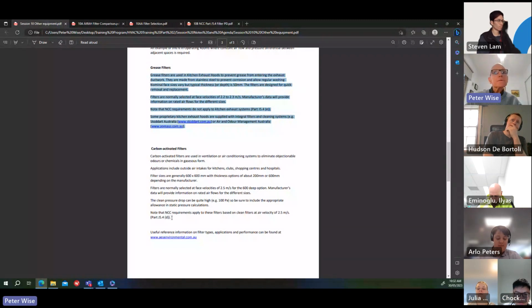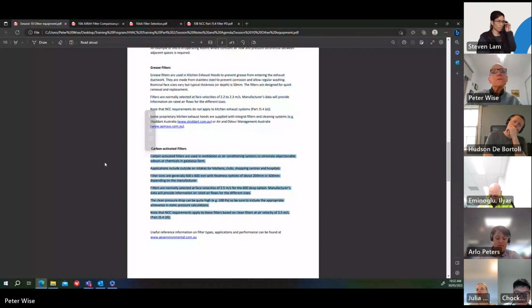Okay, carbon activated filters are used in ventilation or air conditioning systems to eliminate objectionable odours or chemicals in gaseous form. This is not common, but applications include outside air intakes for kitchens, clubs, shopping centres, and hospitals.